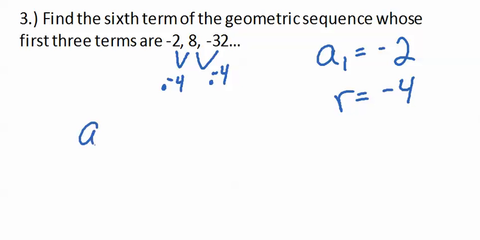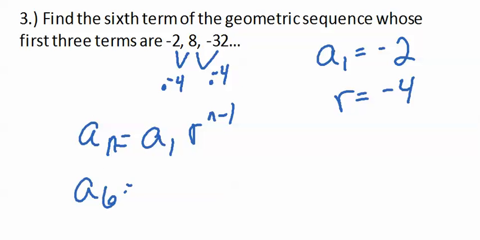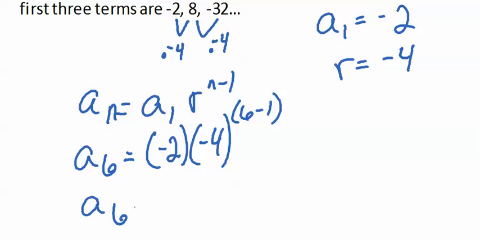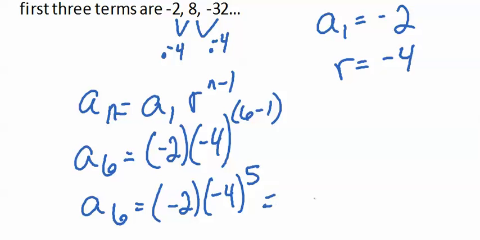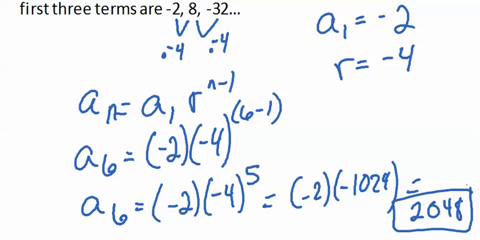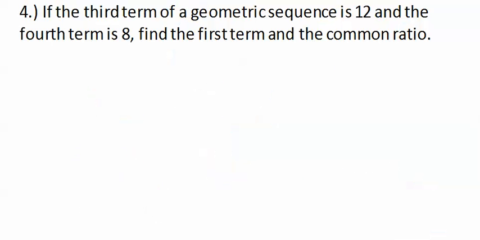So we're going to go back to that formula we have, and we're going to plug in. We're looking for the sixth term, multiplied by the first term, common ratio raised to the term minus 1. And we're just going to simplify. And then finally, for our answer, we will get 2048 for the sixth term.